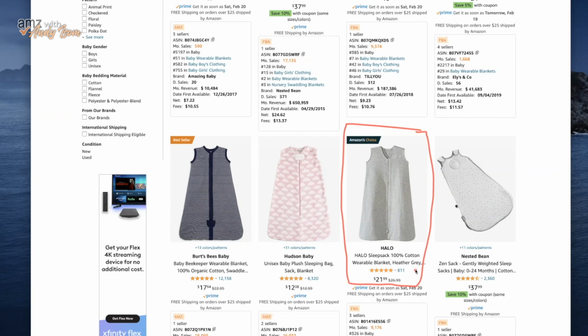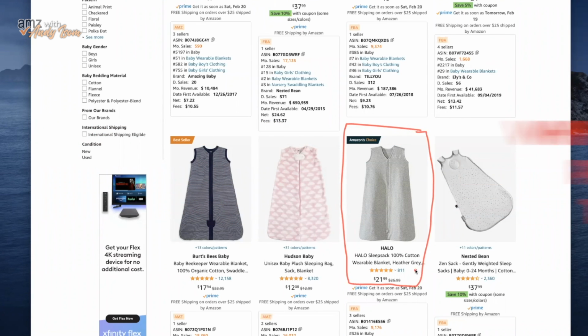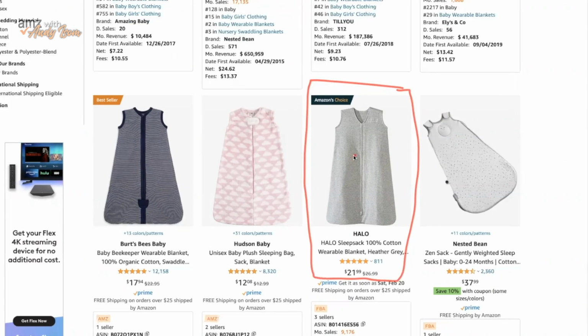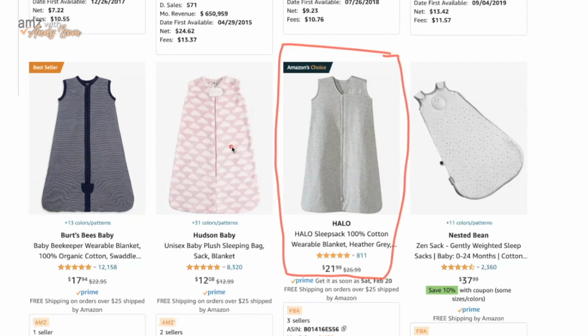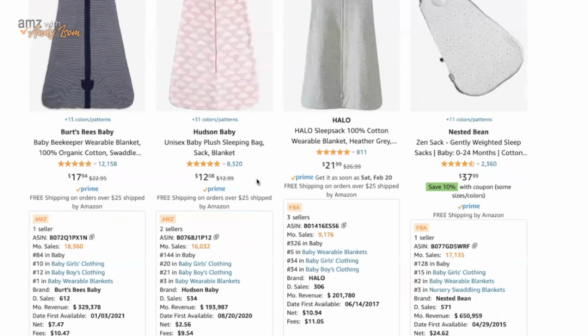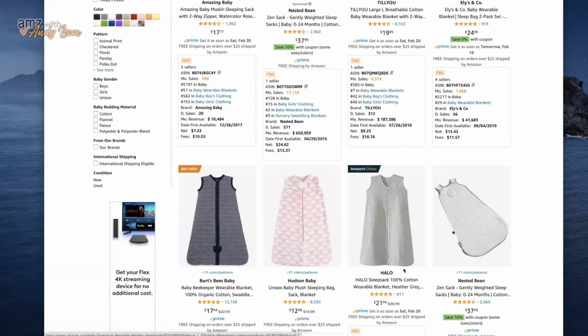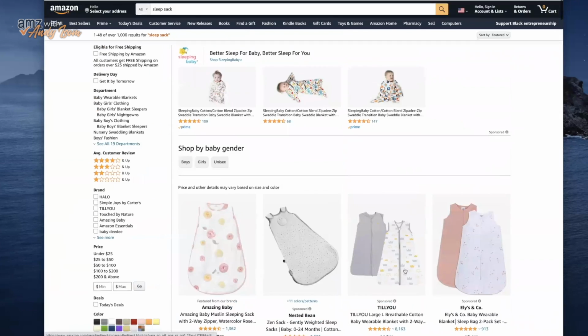If you cannot answer that question with confidence, you need to go back to the drawing board. Not saying you need to find a completely different product idea. You just need to say, why is someone buying my sleep sack instead of Halo's? So that might come back to the design elements: people buy my sleep sack instead of Halo's because my designs are better. I have really cool, unique, different designs. Mine isn't just solid gray or blue and white stripes or pink with clouds. It has a really cool watercolor design. Or people are buying mine over Halo because mine is made with 100% merino wool.